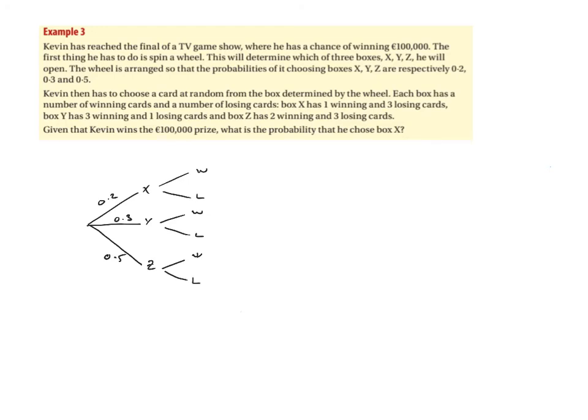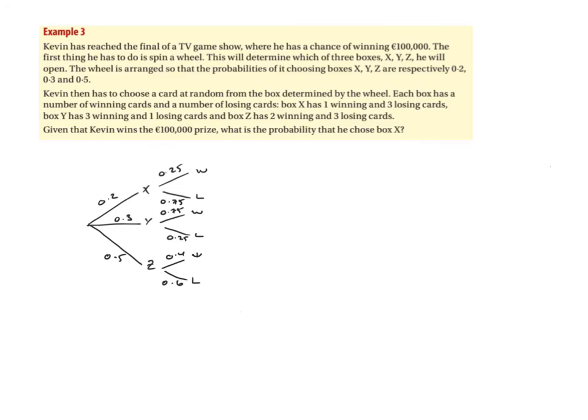And there's different probabilities depending on which one he chose. So if we have a look at the X one, it says that there is 1 winning one and 3 losing cards. So 1 out of 4, which is 0.25 for the winning one, which means he has a 0.75 chance of losing. In box Y, it says 3 winning cards and 1 losing card. So this one is 0.75 and this is 0.25. And for the Z box, 2 winning and 3 losing, so that's 2/5, which is 0.4, and this here is 0.6. So just make sure that you're happy where all those probabilities came from, and then we can continue with what it's actually asking us.